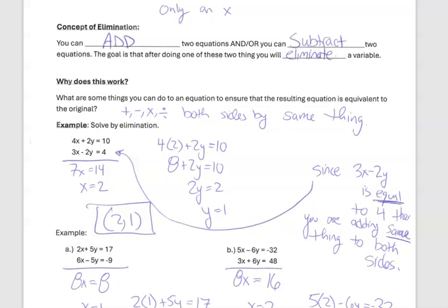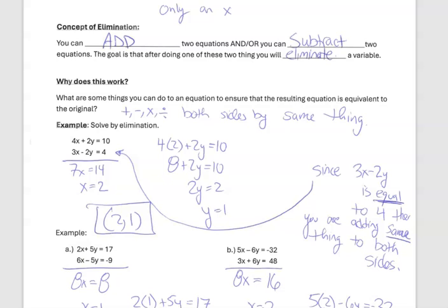Now here's the concept of elimination. You can add two equations and/or you can subtract two equations. The goal is that after you do this, you are going to eliminate a variable. That is why they talk about this as elimination. Just like above, I talked about how equations A and B had two different variables, and then once you got rid of one of the variables, you could solve your equation. Same deal here. If we could just get rid of the x's, then the y's are going to be able to be solved for. If you get rid of the y's, then you could solve for the x's.